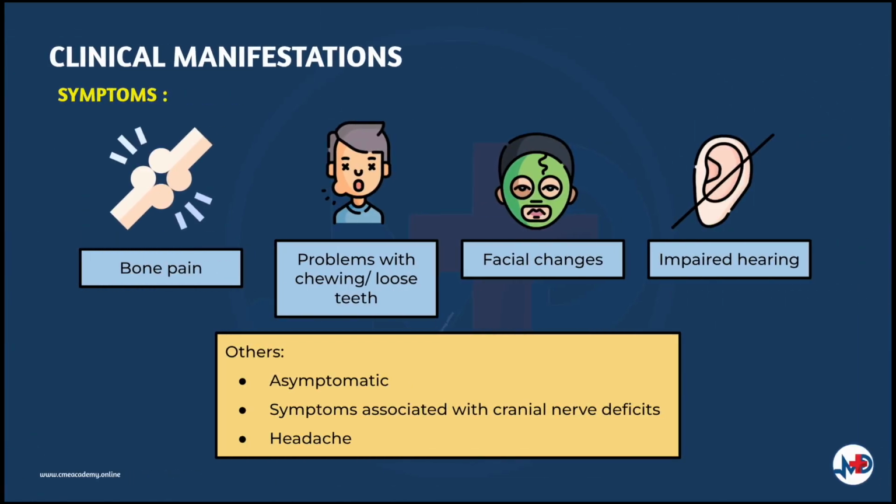Again, the majority, approximately 70 to 90% of patients with Paget's disease, are asymptomatic. Many are even misdiagnosed with another musculoskeletal disorder. Diagnosis is often incidental on imaging when patients are being worked up for other diagnoses and is further clarified on lab results. Symptoms that are commonly reported include bone pain associated with erythema and warmth of the skin surrounding the affected bones, problems with chewing or loose teeth, facial changes, symptoms of cranial nerve deficits, impaired hearing, and headaches.